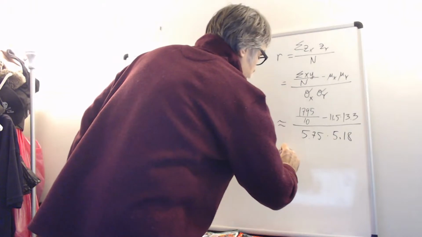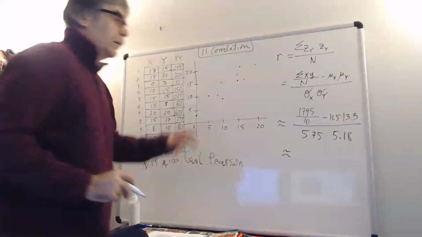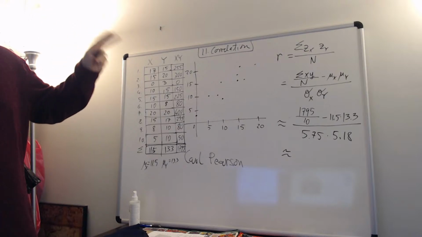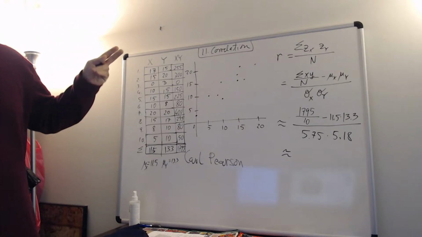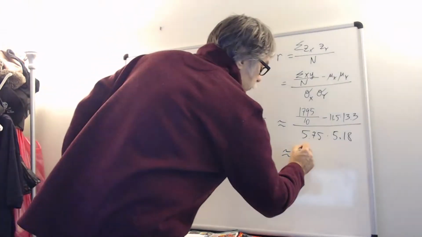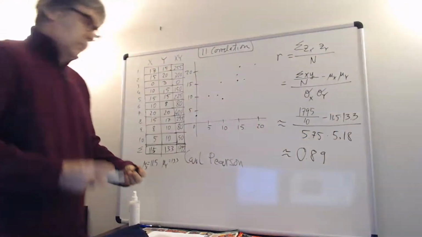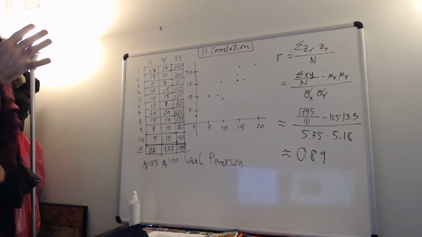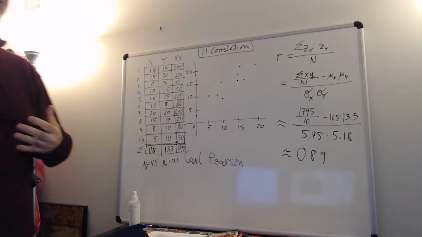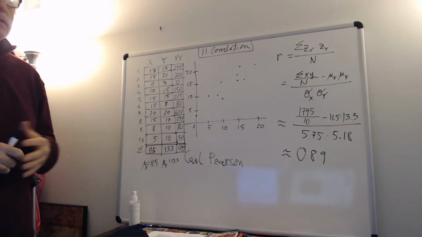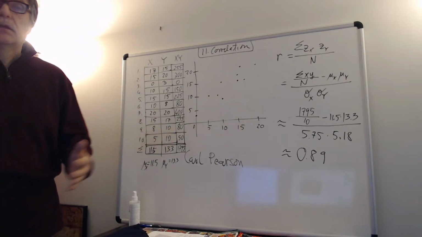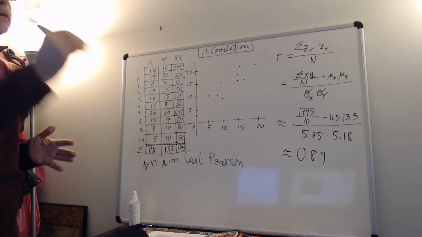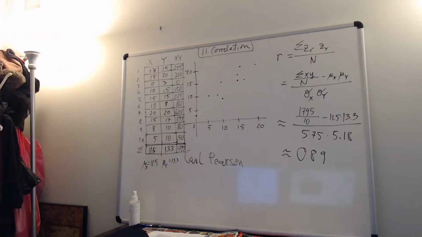And finally, you can come up with this number. And again, this is going to be r, the Pearson correlation coefficient. And I got 0.89 approximately. Okay. Right. So now, this is what we call a Pearson correlation coefficient, or full name, Pearson product moment linear correlation coefficient. I'll tell you what that means.